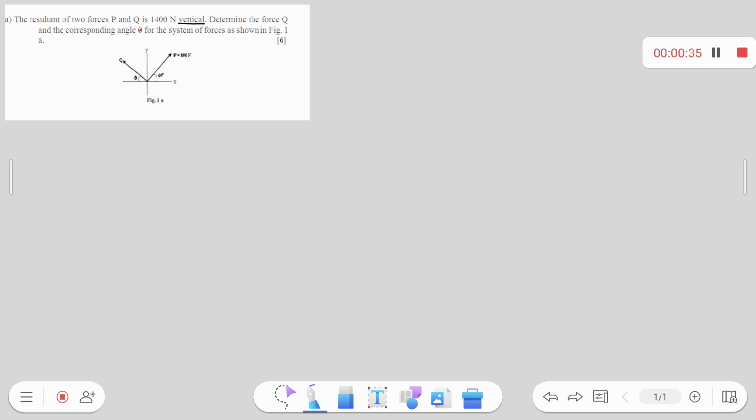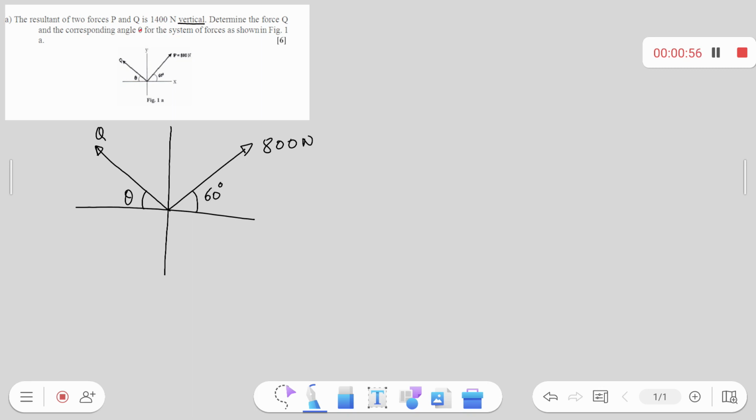So, very first step, I'm going to redraw the sketch to understand the concept behind this. This is the 800 Newton force given. This is Q, which is unknown, and this is theta. This angle is given.